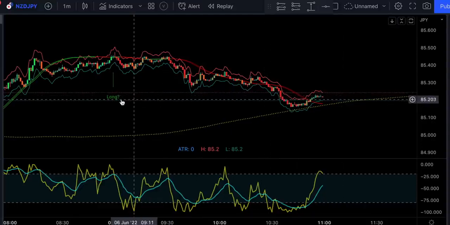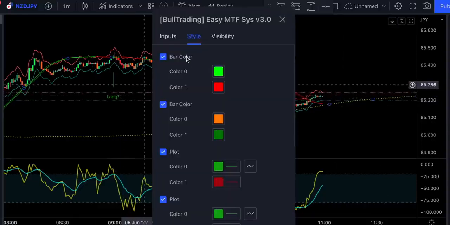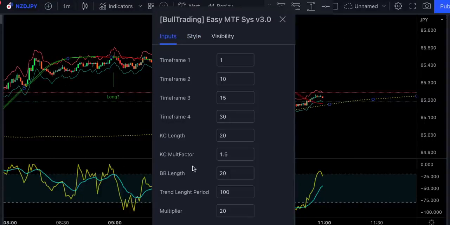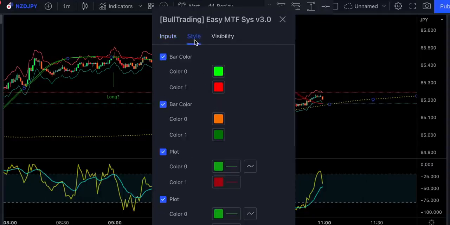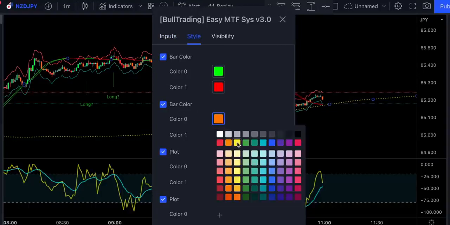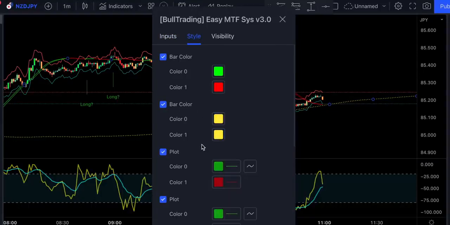So let's first double click on this 1 minute scalping and change the inputs. So the trend length period is going to be changed from 100 to 88. We will also change the style, so let's change both colors for the second bar to yellow. And we're only going to leave these 3 options checked.